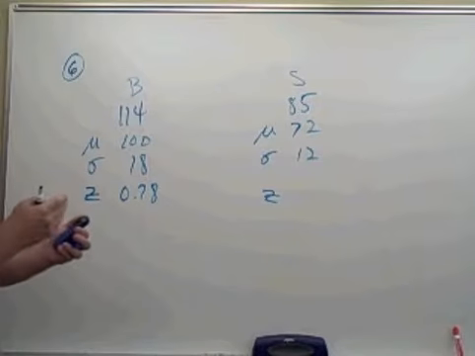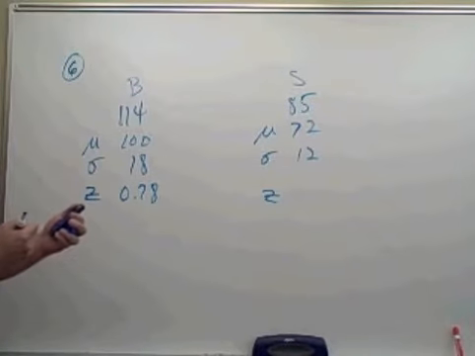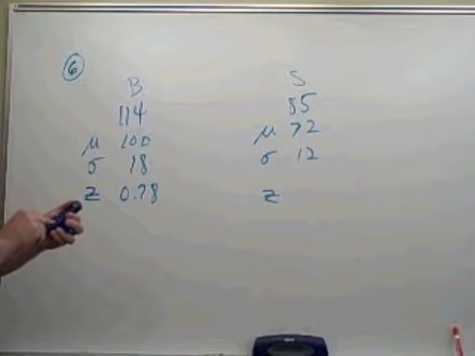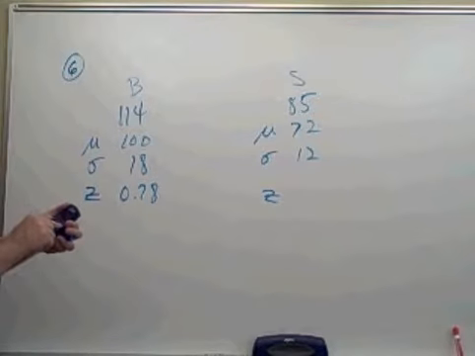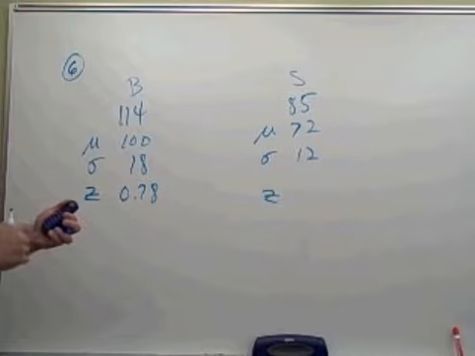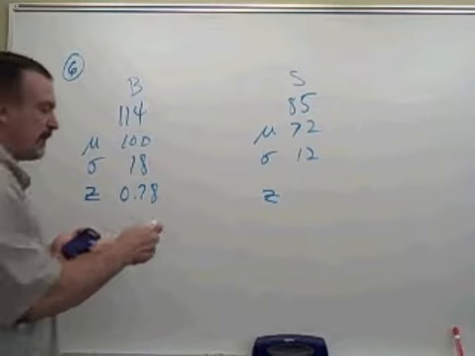If we do the same process to find the z-score for the sister, that'd be 85 minus 72, the data item minus the mean, divided by the standard deviation, in this case 12, and that gives us 1.08.